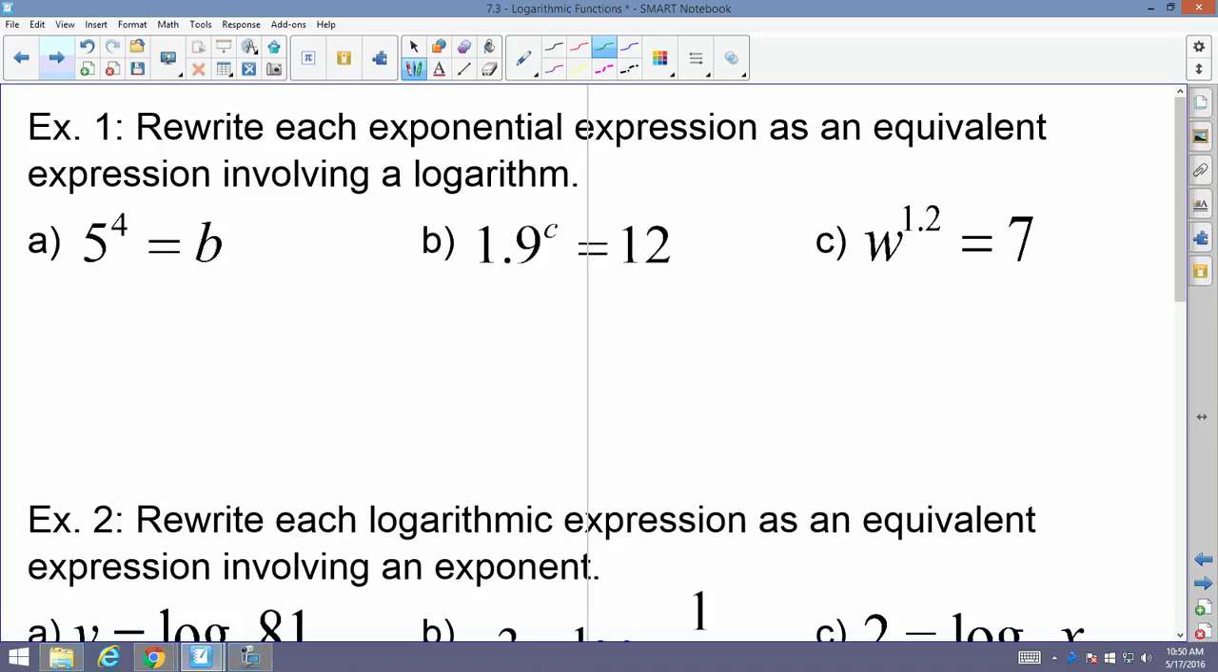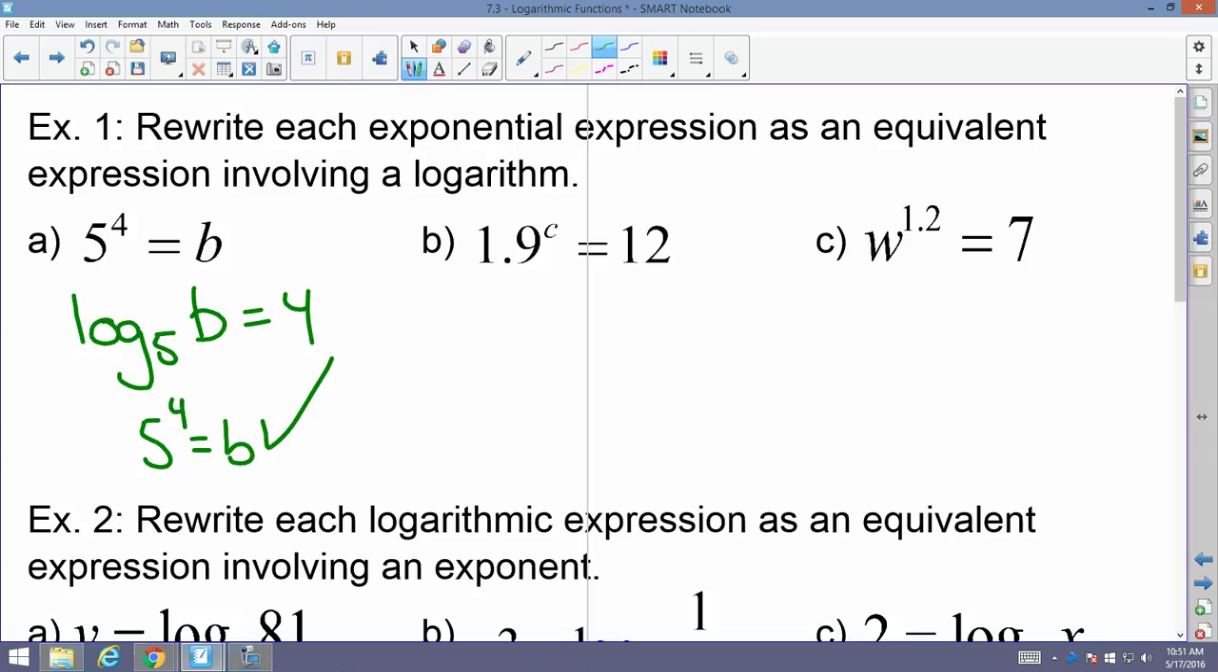Now, rewrite each exponential expression as an equivalent expression involving a logarithm. Okay, what's the base here? What's the exponent here? What's the answer here? So log base 5 of b equals 4, when the exponent is 4. If I wanted to go backwards, isn't this 5 to the 4th power equals b? Works. Number 2, 1.9 to the c equals 12.